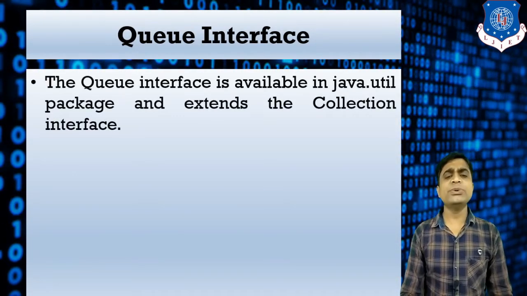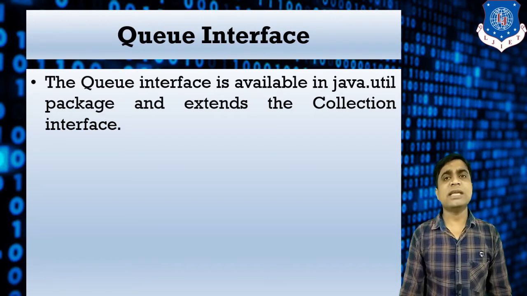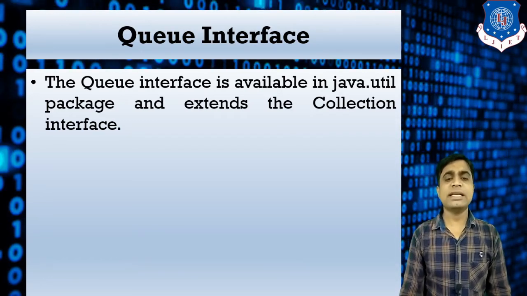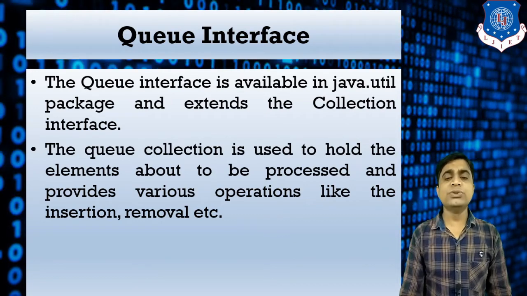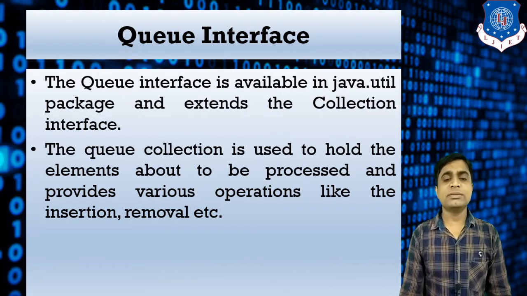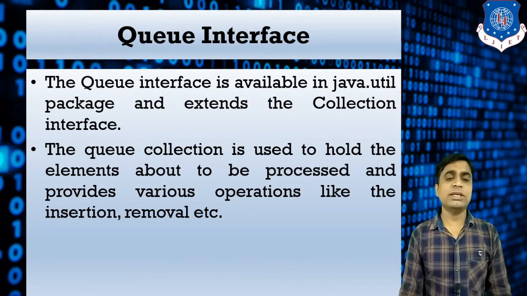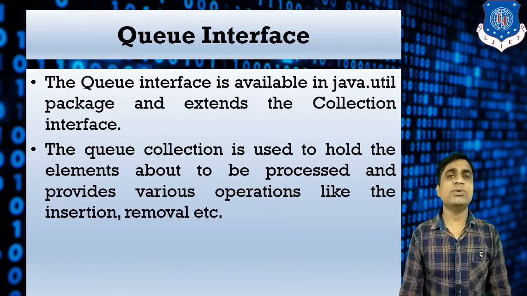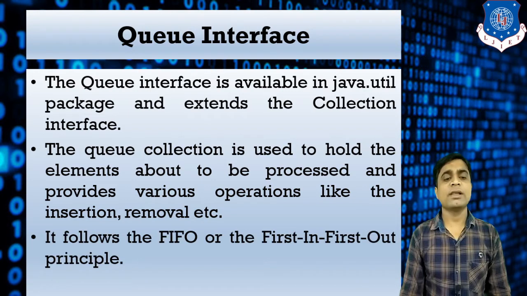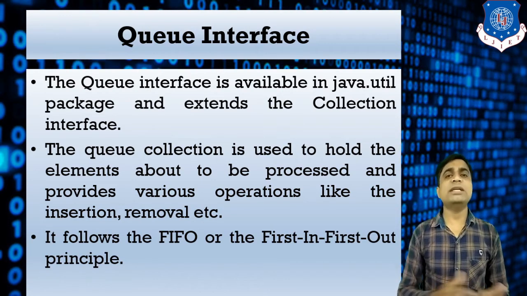Now, the Queue interface is available in the java.util package and extends the Collection interface. The Queue collection is used to hold the elements about to be processed and provides various operations like insertion and removal, etc. And it follows FIFO, that is first in, first out.